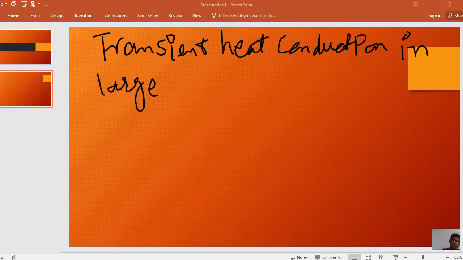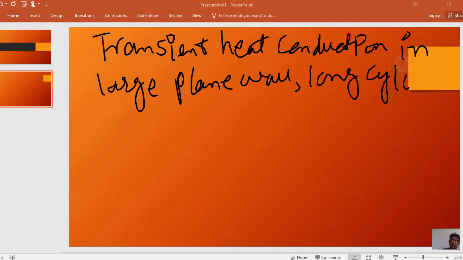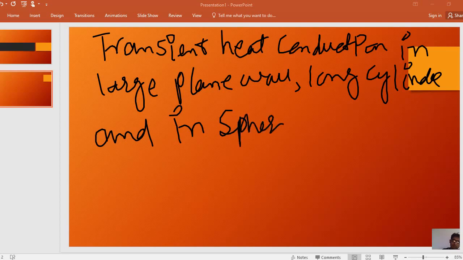large plane wall, long cylinder, and in spherical objects.